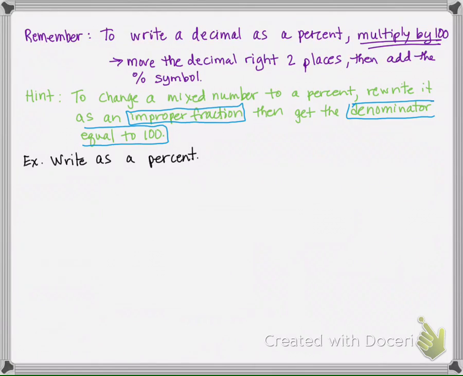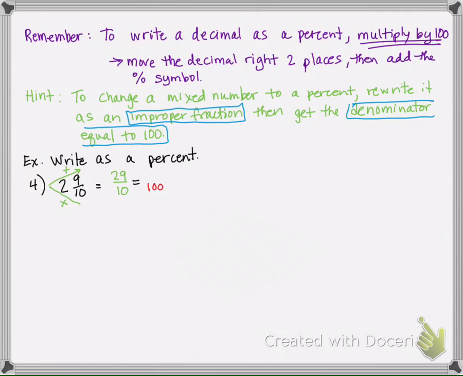So let's see, we've done 3, so this would be example 4. And then we get 2 and 9/10. So this is when we're going to use that hint. We're going to go 10 times 2 is 20, plus 9 is going to give me 29, okay? So that's going to equal 29 tenths. Okay, so now here's our goal, is we're going to try to get a fraction with 100 as the denominator.